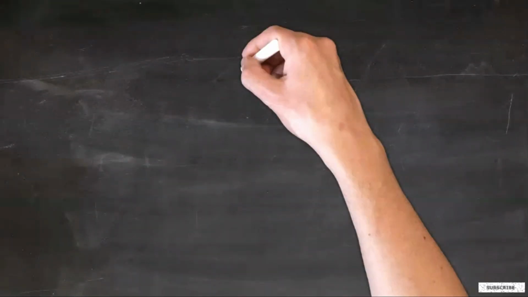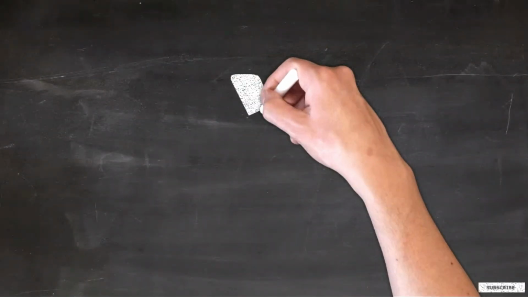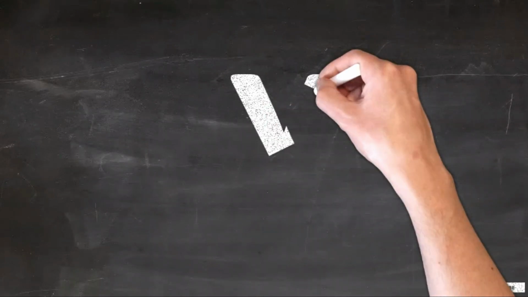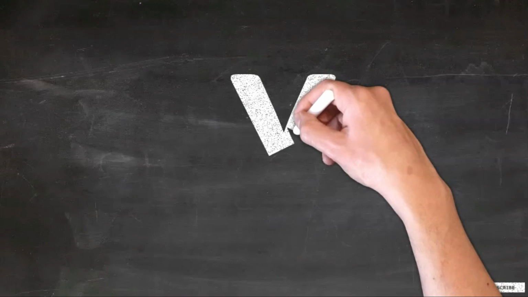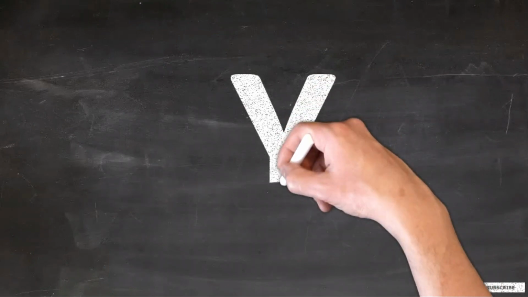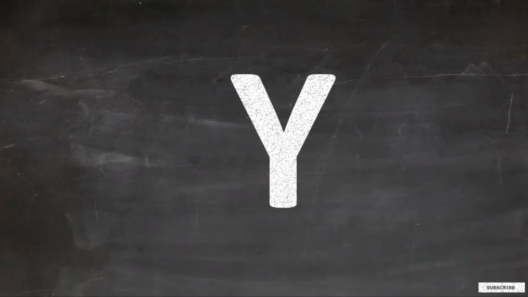Start from the top, draw a slanting line down to the right till the middle. Go back to the top, draw another slanting line down to the left till the middle. From the meeting point of these two lines, draw a standing line to the bottom. This is capital Y.